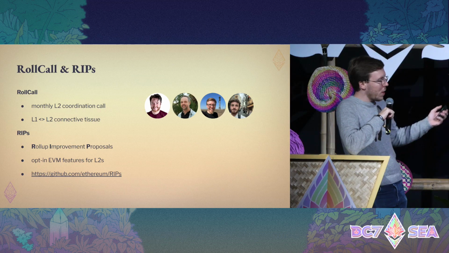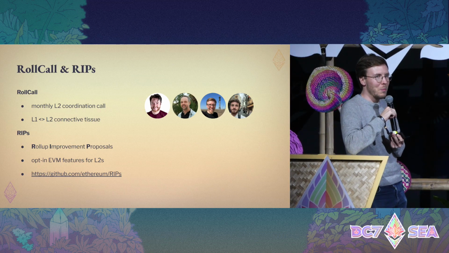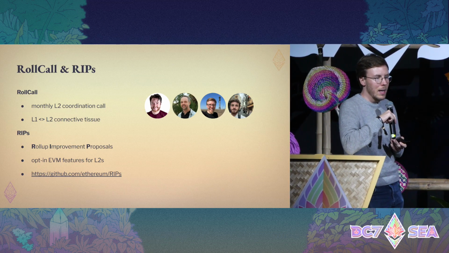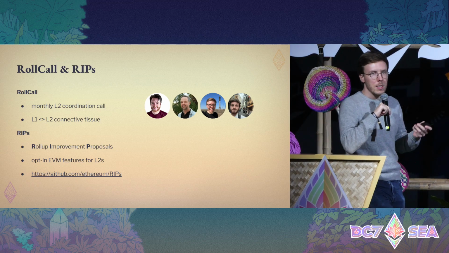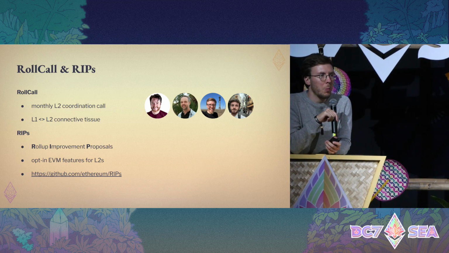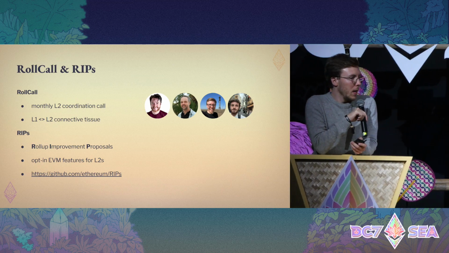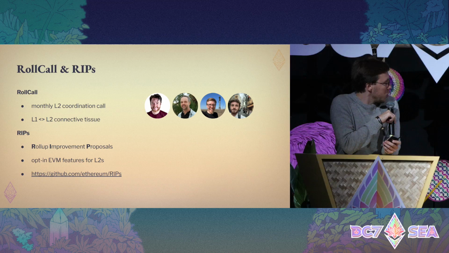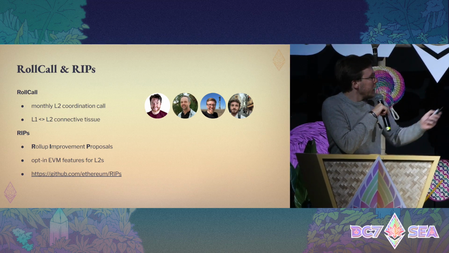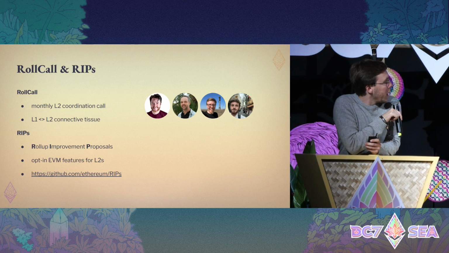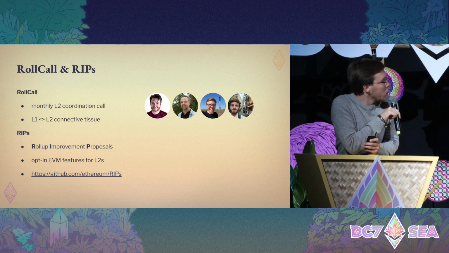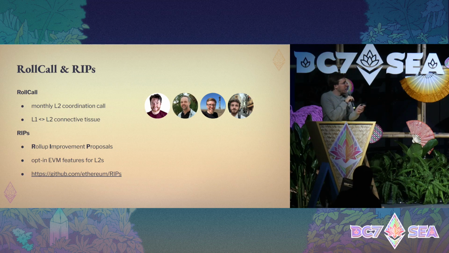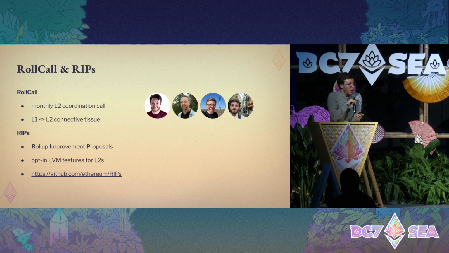And then we also have what we call RIPs, Rollup Improvement Proposals, and the idea there is that they are similar to EIPs. EIPs, you might be familiar, are proposals to add new features to the EVM on L1, and the RIPs are the equivalent for the L2 side of things. The RollCall process was originally started by Carl, who can't be here today unfortunately, Yoav, and me, and then more recently Nico also started joining us more actively.